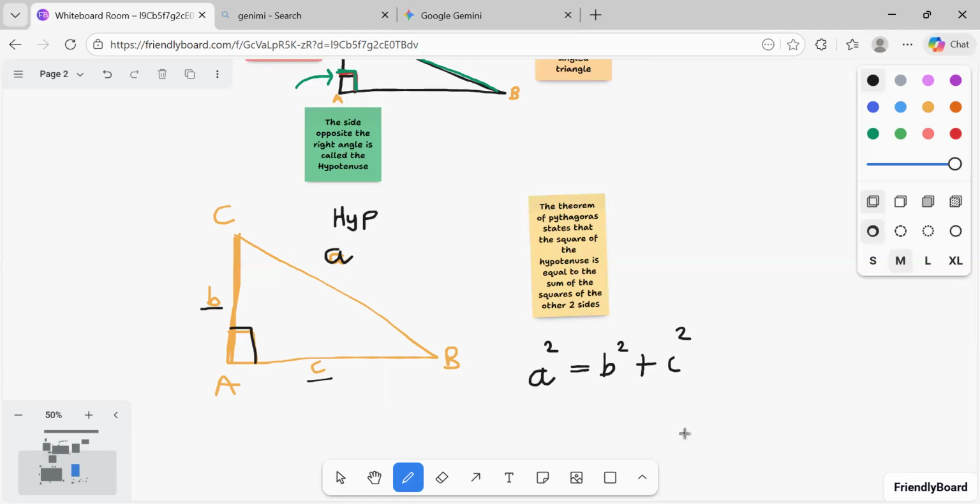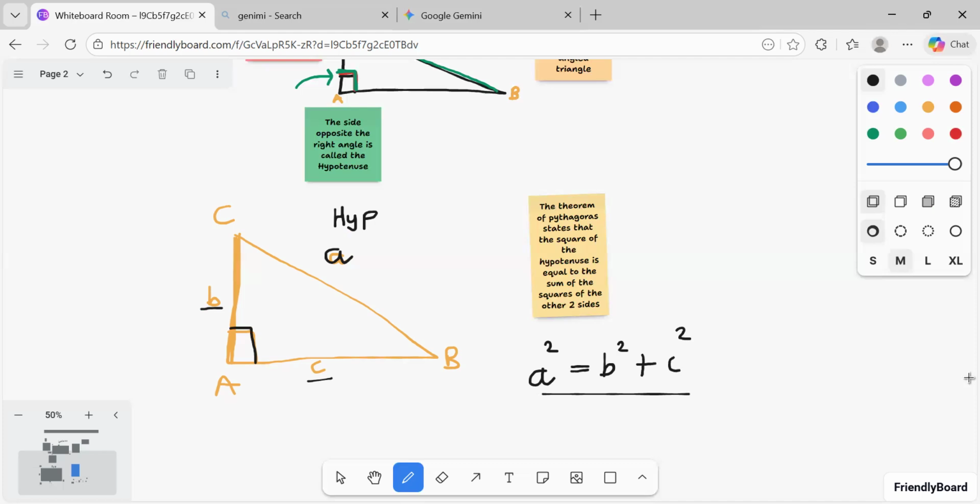So this is what Pythagoras theorem states: the square of the hypotenuse is equal to the sum of the squares of the other two sides. So A squared is equal to B squared plus C squared.